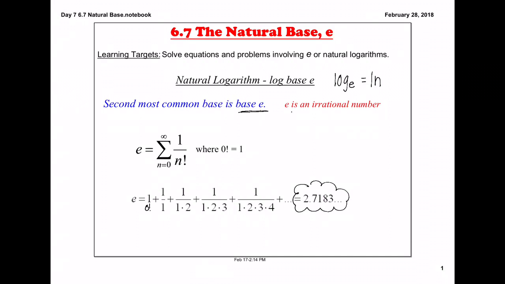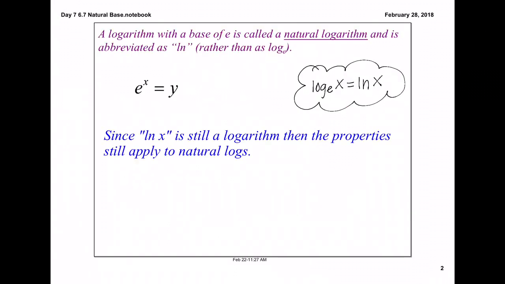e is an irrational number that equals 2.7183, and it goes on forever and ever. You can find that number by doing the summation from 0 to infinity of 1 over n factorial, which is described below. A logarithm with a base of e is called a natural log and is abbreviated as ln rather than as log with a base e.